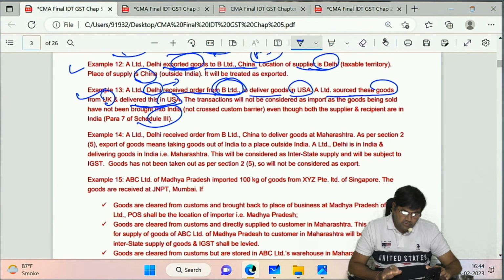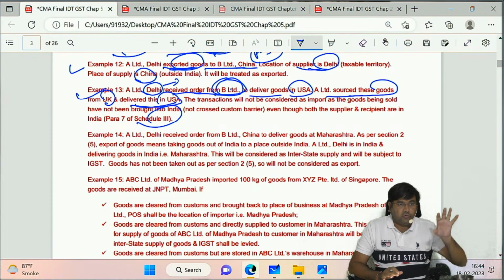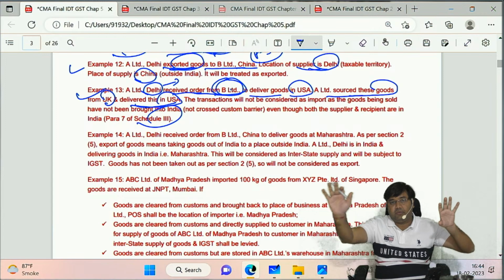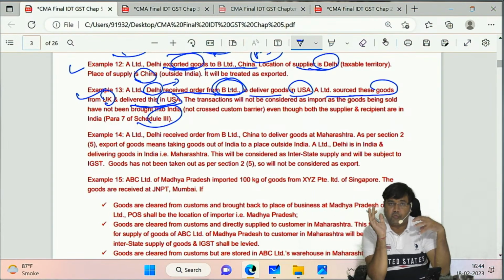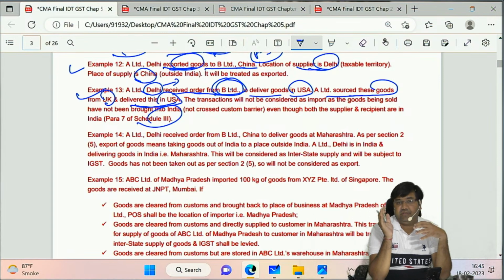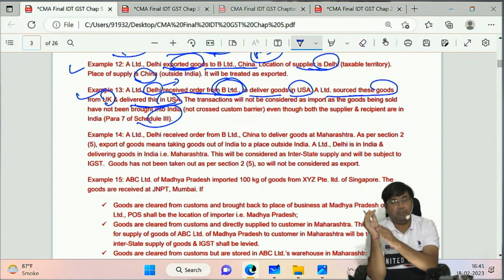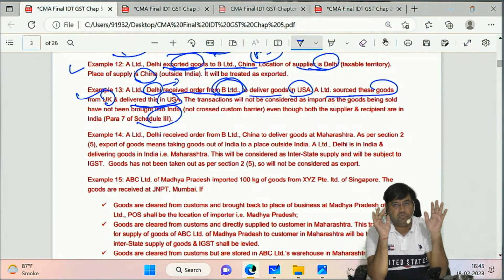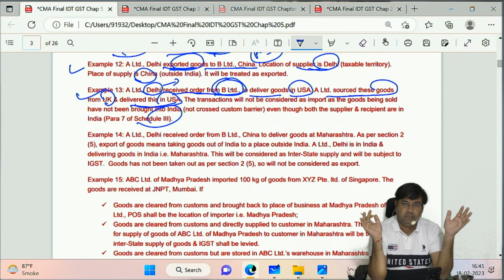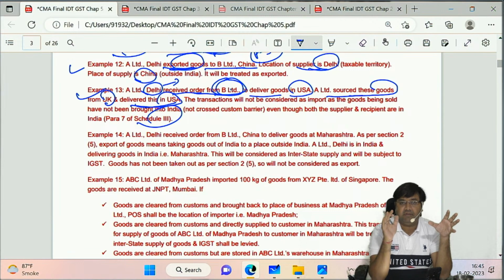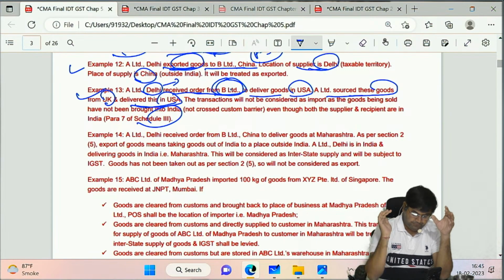Okay, so A Limited, although in Delhi, is sourcing the goods from UK and delivering them to USA. So for import of goods, remember goods need to enter physically in India. So goods are not entering India. That's why it is not import. For export also, remember the export of goods definition. Goods need to be physically moved from India to outside India. So goods are not physically moving. Always remember the import of goods and export of goods definitions. Okay, so this is not import, not export. It is going to be covered under Para 7 Schedule 3, neither supply of goods nor supply of services.